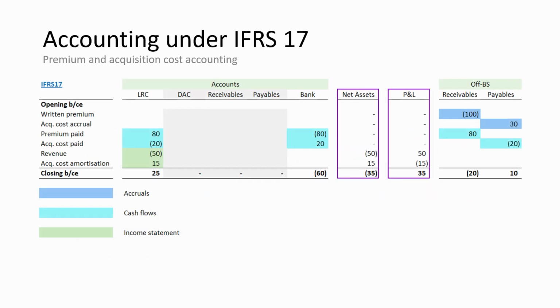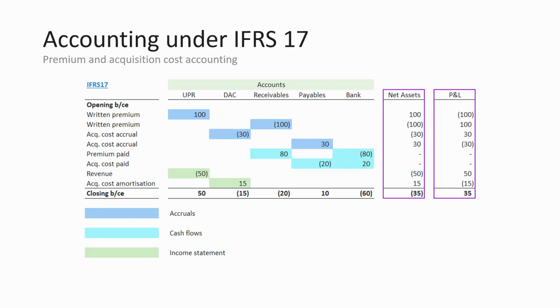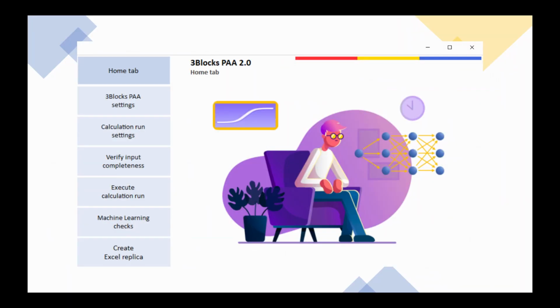To conclude, we could construct our chart of accounts based on the simplest option, where we have just the base accounts. Alternatively, we could utilize the accounts used currently, like UPR or DAC. Now, I would like to show you how the 3Blocks PA tool accommodates all these options.